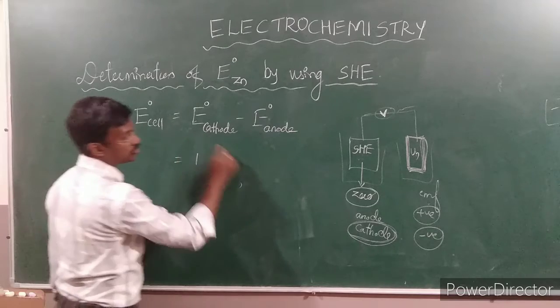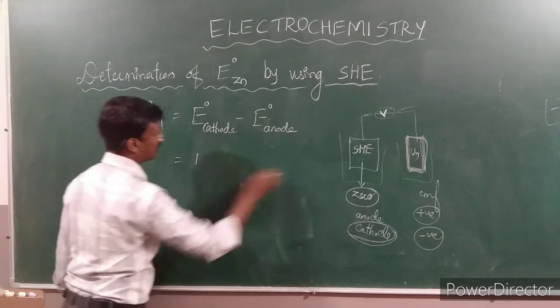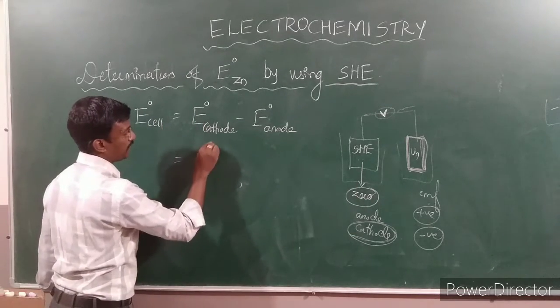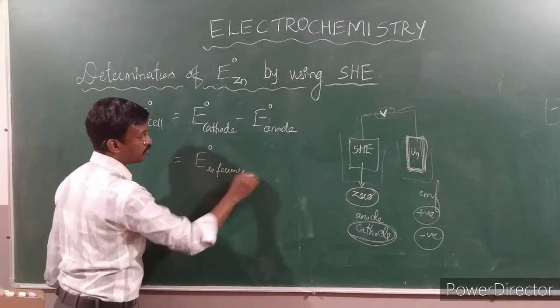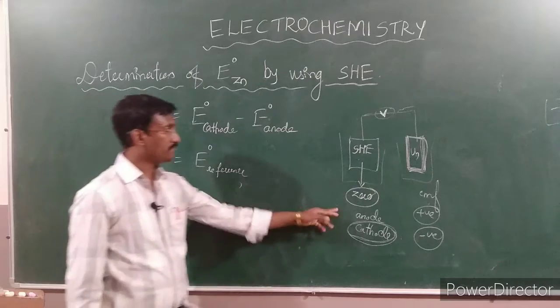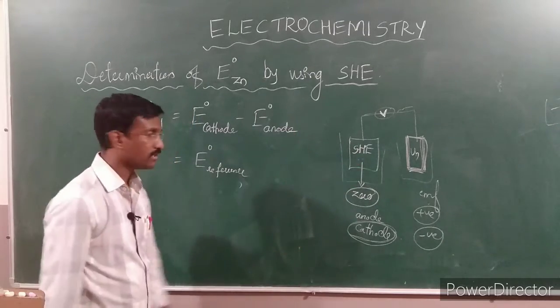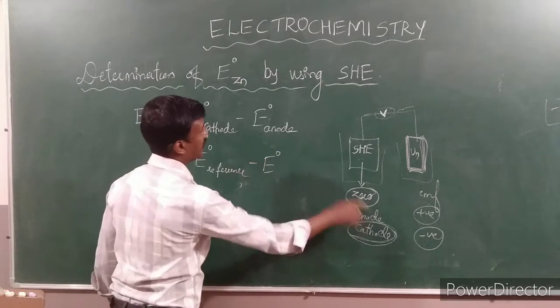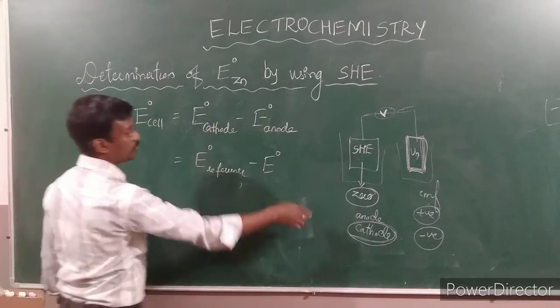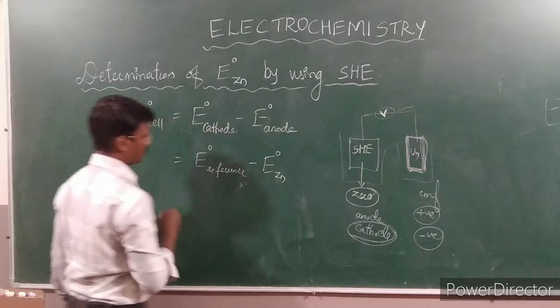So here at the cathode, which one have we kept? At the cathode we have kept the reference electrode. What is that reference electrode? The reference electrode is nothing but the SHE, the standard hydrogen electrode. And at the anode we have kept zinc.